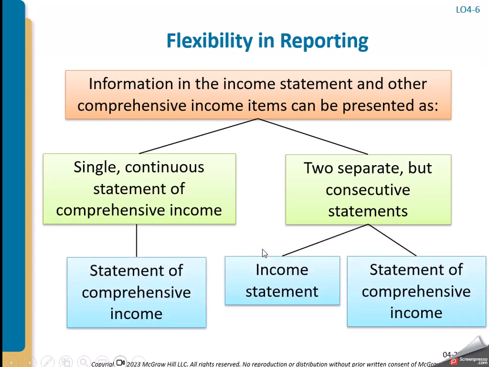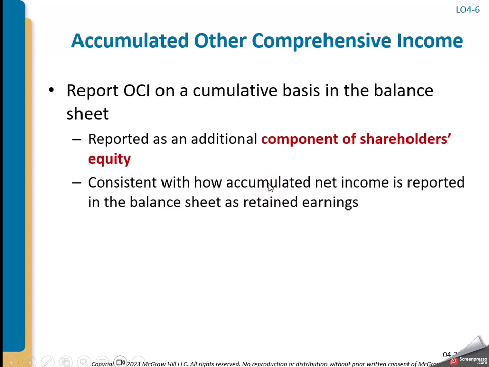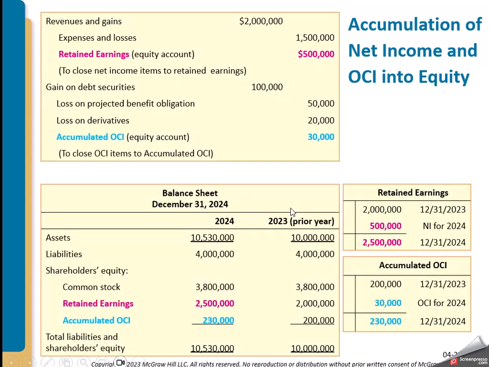So we have some flexibility in how we show it. We can have a single continuous statement of comprehensive income where it shows it all together, or we could break them out into two separate statements. And then the offset of it goes into our balance sheet. So it's a component of our stockholders' equity that shows that other comprehensive income. So here you see it on the balance sheet underneath our retained earnings, and then we see it up in our income statement, that's our statement of other comprehensive income.